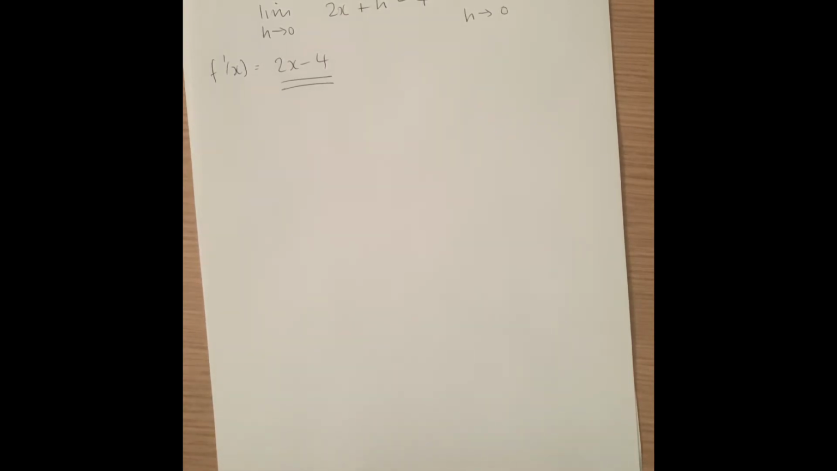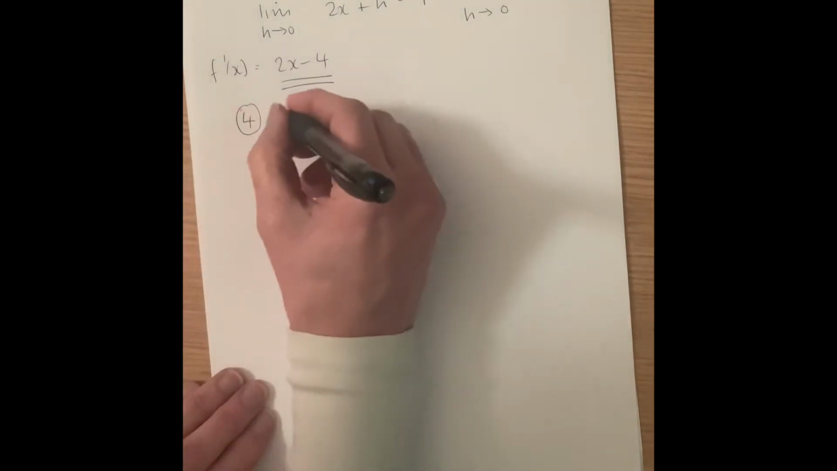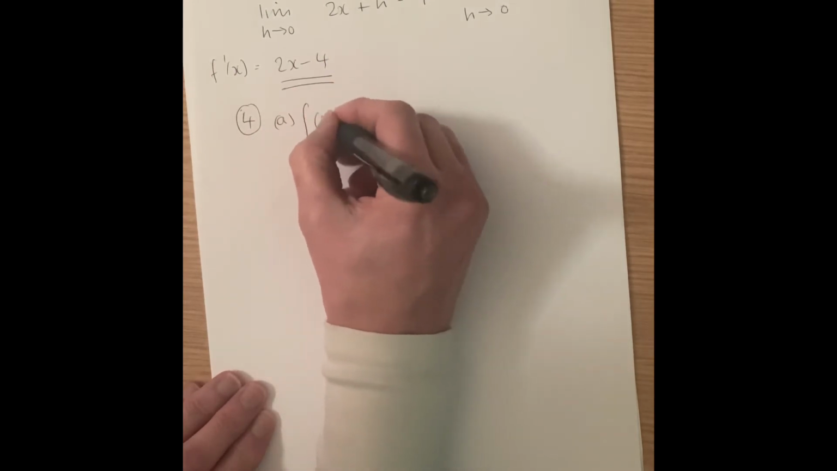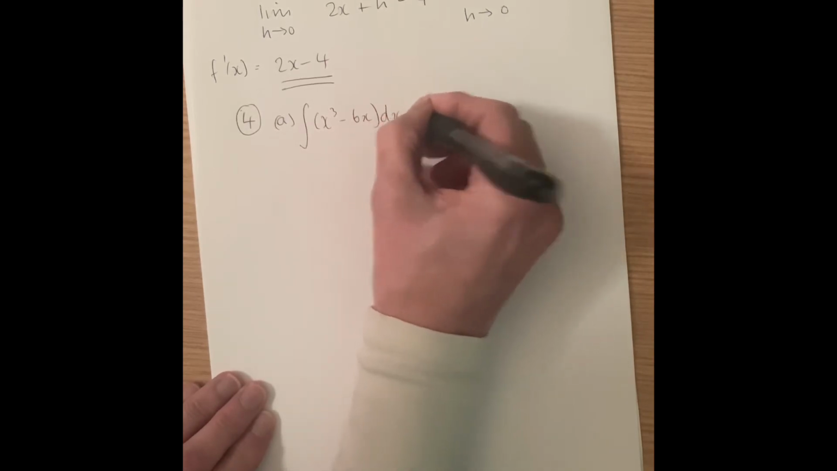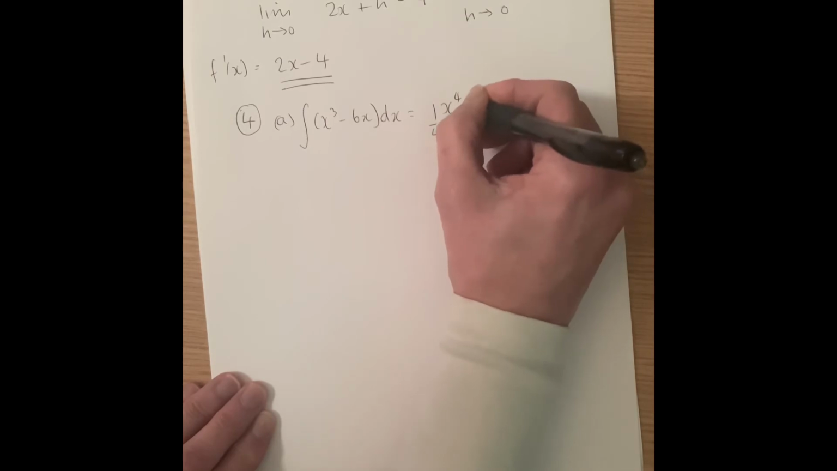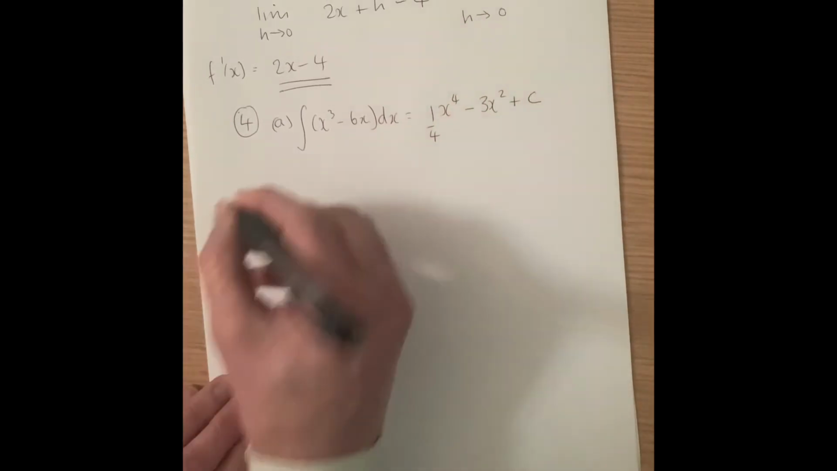Right, next question. So we have indefinite integration, and that means no limits, and make sure that you are putting your plus c. So a mark was taken off. So the first one should be quite straightforward for you. So you raise the power, divide by the new power. So you're then going to have minus 3x squared plus c.